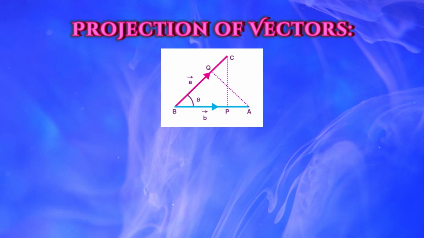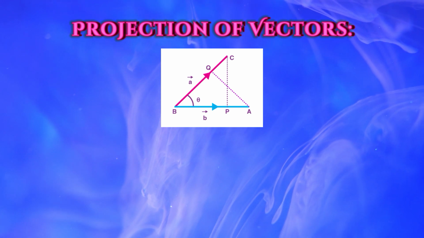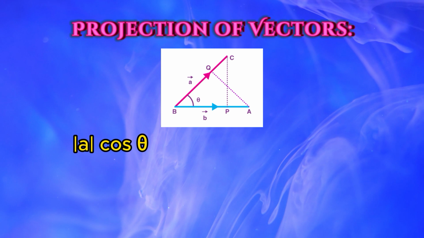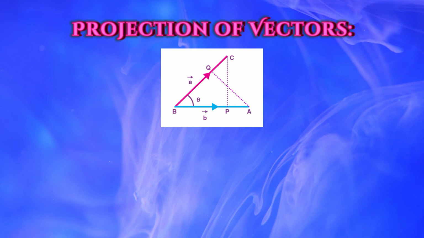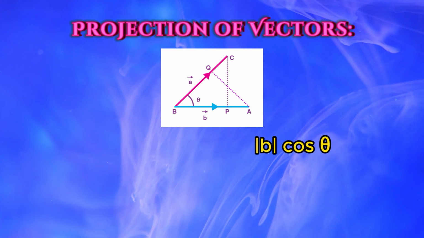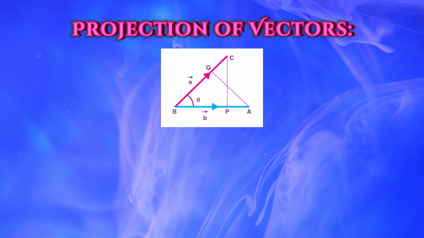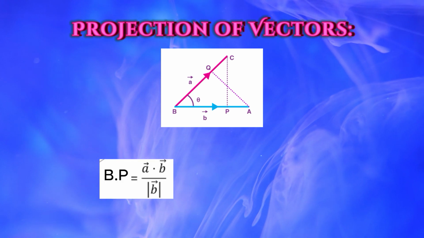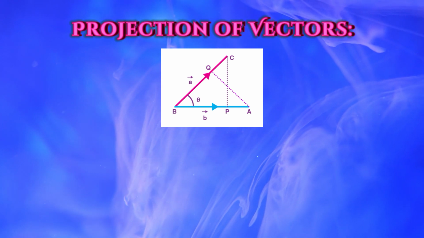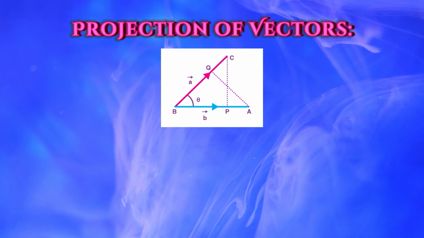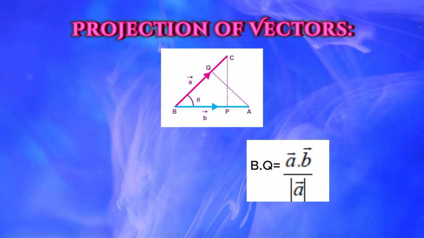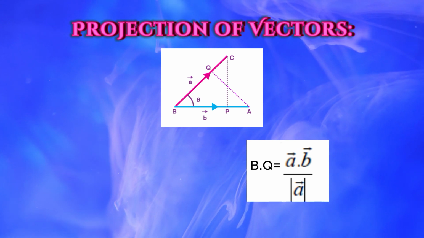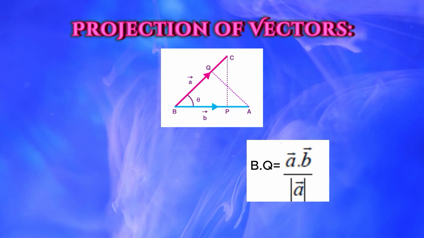Projection of vectors. The projection of vector a on vector b, in the direction of vector b, is given by a cos theta. Similarly, the projection of vector b on vector a, in the direction of vector a, is given by b cos theta. The projection of vector a in the direction of vector b is expressed as follows. Similarly, the projection of vector b in the direction of vector a is expressed as follows. Thus, the dot product of two vectors is the product of the magnitude of one vector with the resolved component of the other in the direction of the first vector.